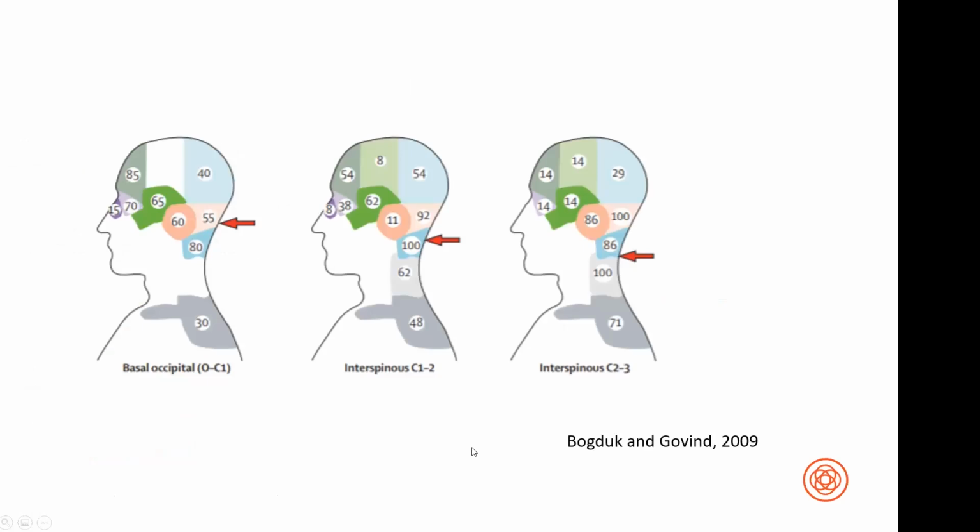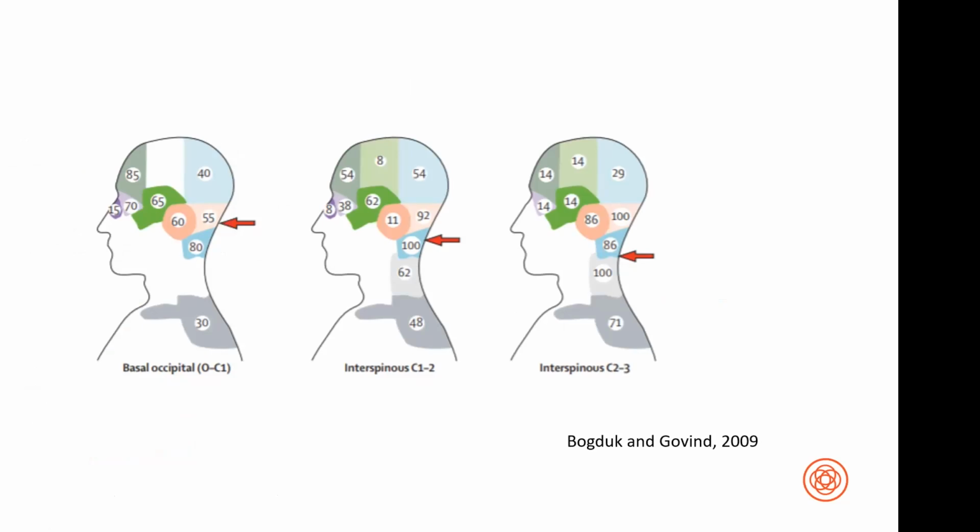And this is quite interesting. So this was a study, this Bogduk 2009 paper is quite fascinating if you're interested in cervicogenic headache. There's a whole lot of detail in it. But basically, in this particular study, they injected saline into the back of people's necks at different levels and looked where the pain was provoked.